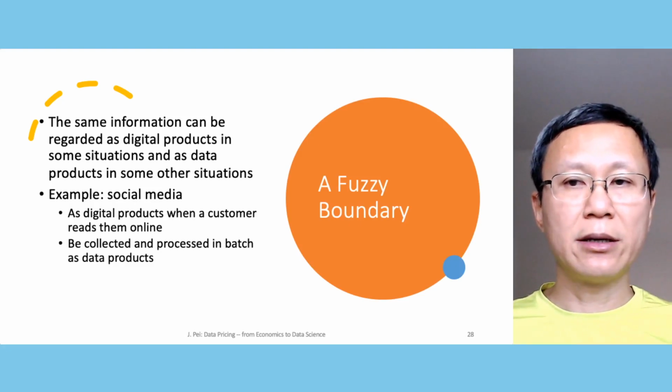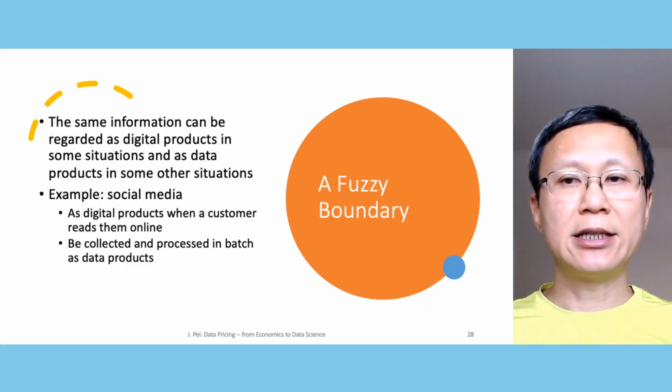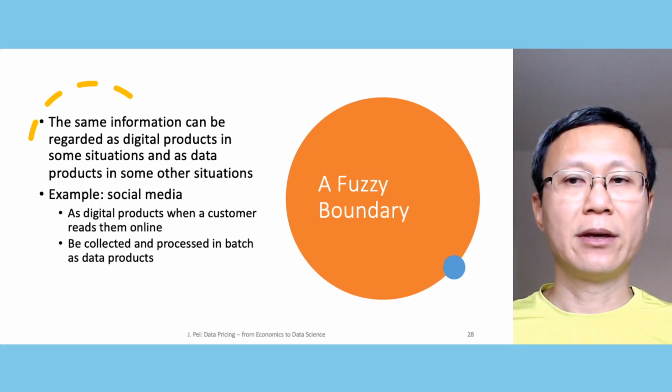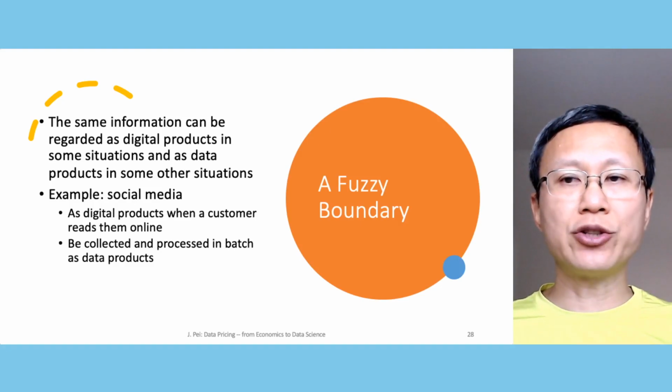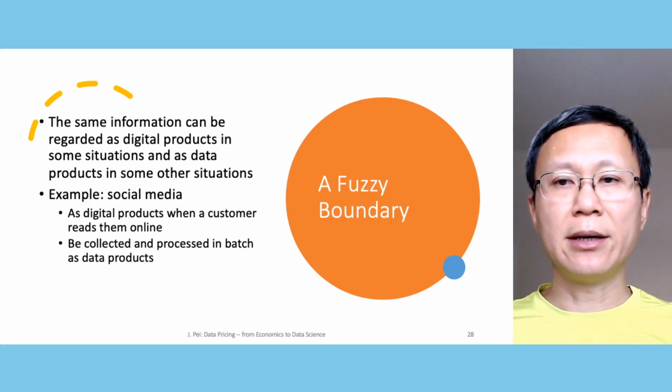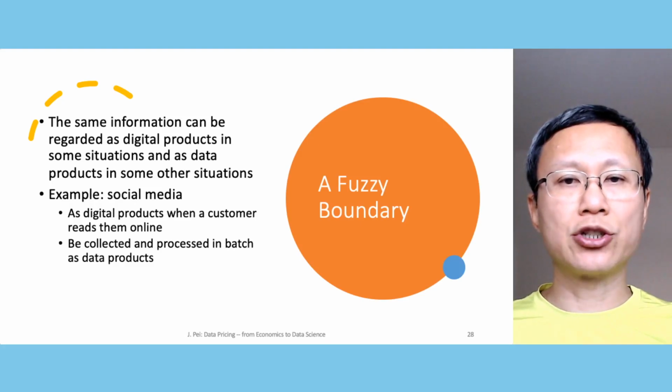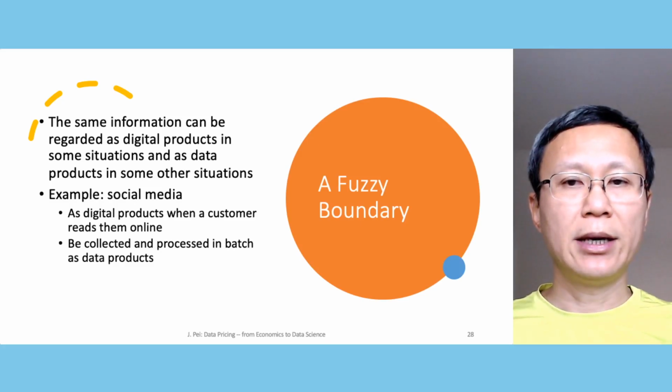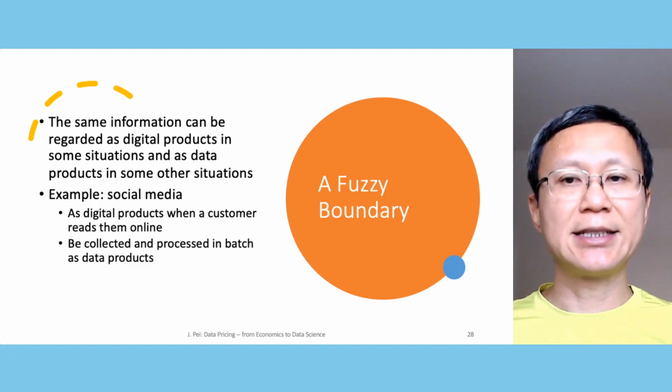Before we leave this topic, we want to point out that it is possible that the same information can be regarded as digital products in some situations and as data products in some other scenarios. For example, social media like tweets and customer reviews can be regarded as digital products when a customer reads them online. At the same time, they can be collected and processed in batch by analytic tools to detect events, discover customer profiles, and fit recommender systems. In this situation, a systematic collection of social media can be priced and sold as a data product.